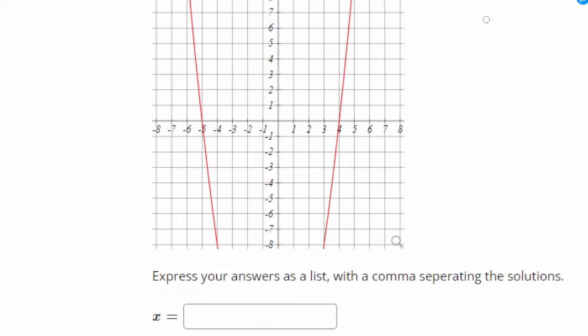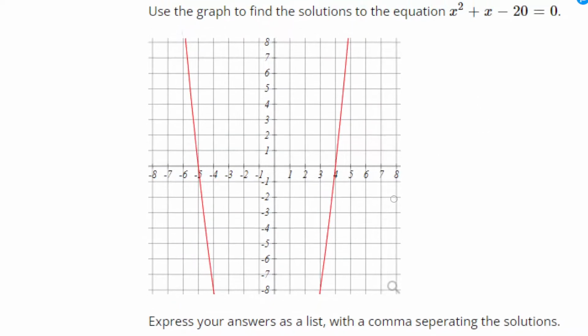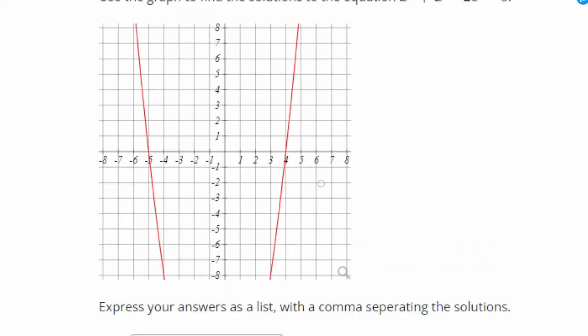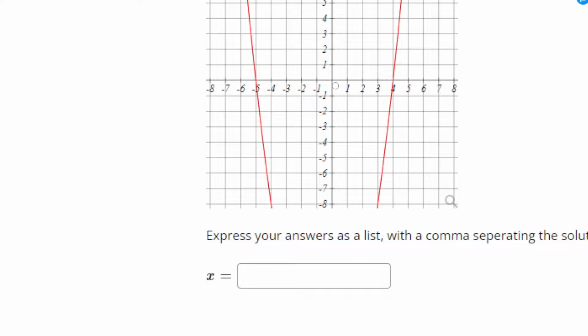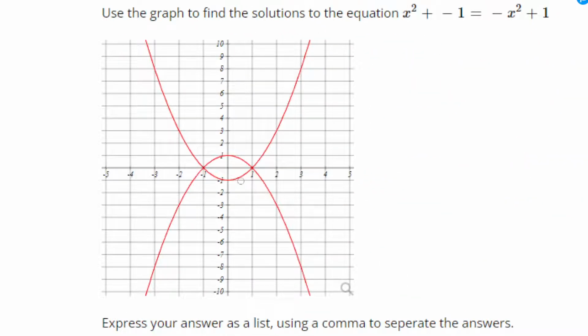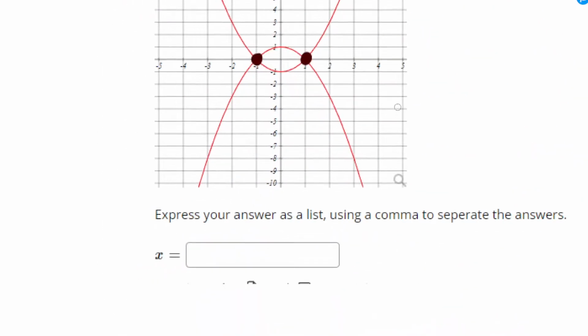So, for this one, you want to find the solutions to the equation x squared plus x minus 20 equals 0. That's not very relevant to this example, but we have -5, +4, and those are our answers. This one, it's going to be -1 and +1. They coincide with the x-intercepts in this example, but it's really looking for where they intersect on the red. So -1, 1.